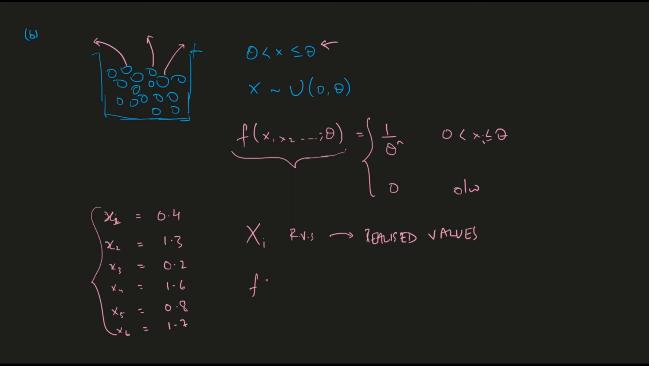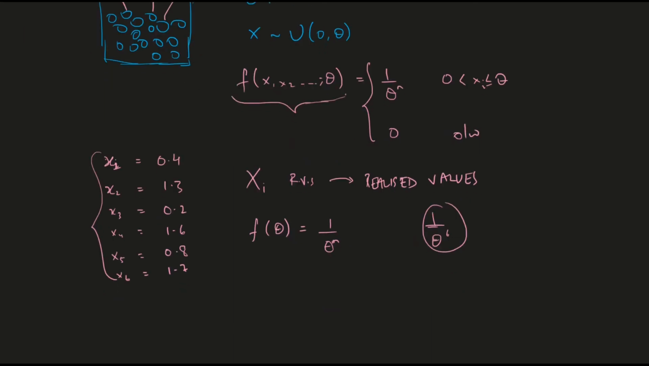Once they have realized their values, the function f is just a function of theta. It's no more a function of the xi's. So the function f is just 1 upon theta to the power of n. So in our little example that we took here, it would be 1 upon theta to the power of 6.